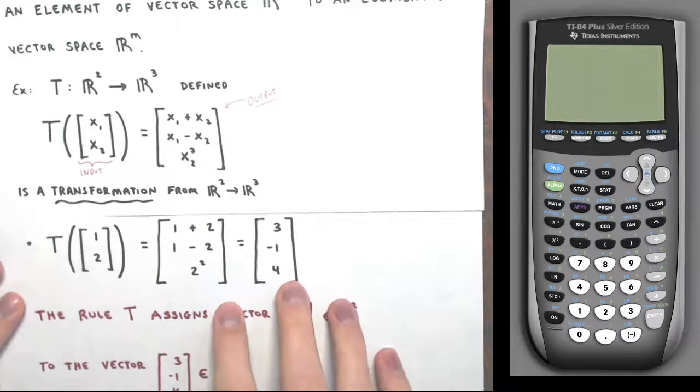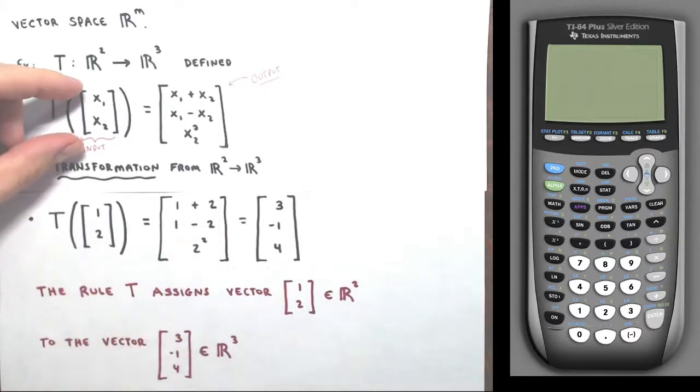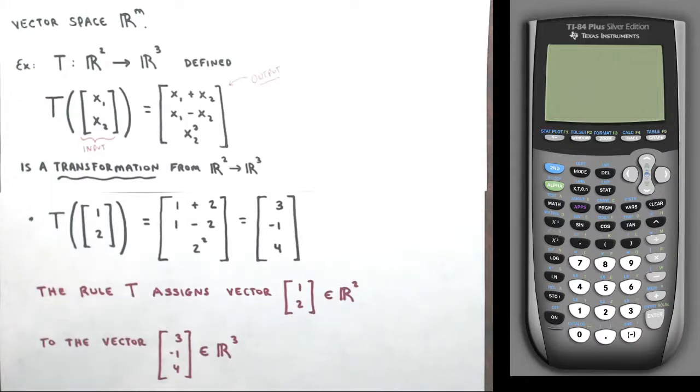So T is a rule, a transformation that assigns the vector 1, 2 from R2 to the vector 3, negative 1, 4 from R3. And again, you can think of all sorts of examples here. Just replace this vector here with any vector you wish from R2, maybe 5, 7, 0, 1, 0, 0, whatever you want, and see what vector in R3 that would be assigned to. It's doing a simple plug and replace variables with numbers and simplify.